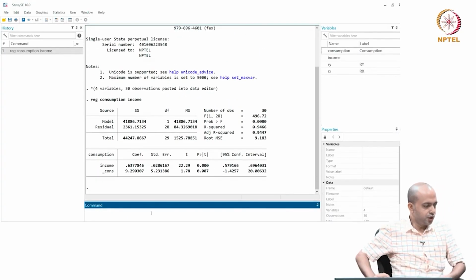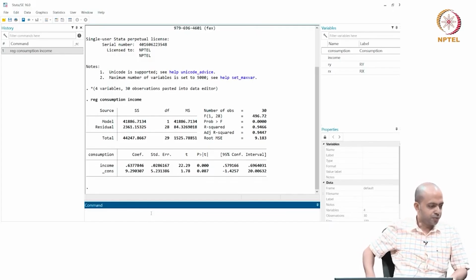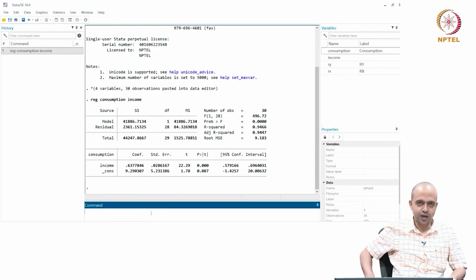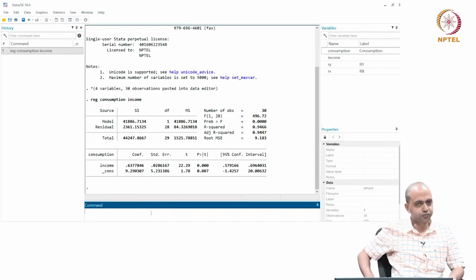Okay. Now, look at the result. As usual, the income is highly significant at the 1% level, because the t statistic is 12.29 and the corresponding p value is 0.000.